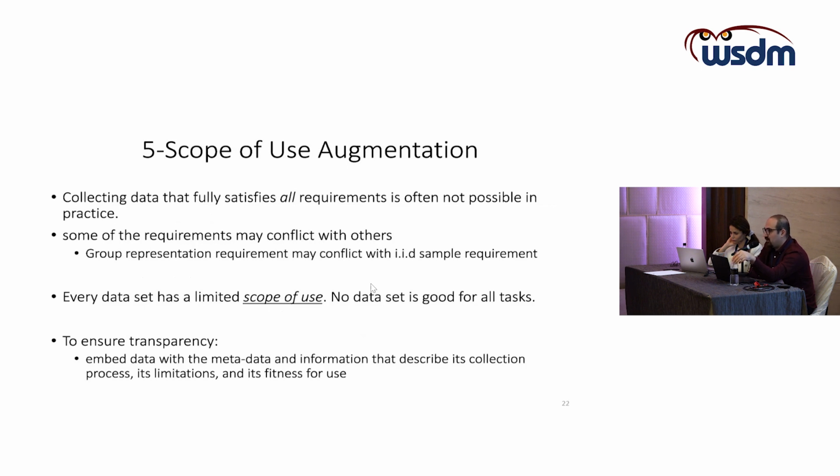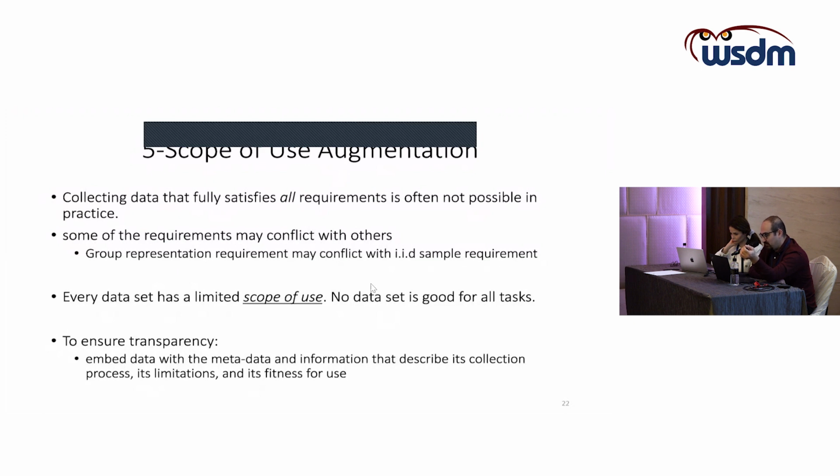Last but not least, scope of use augmentation is very important for responsible data. So far, we talked about 4 requirements, right? But the key part is that most of the time it's not possible to satisfy all requirements, and some of the requirements can even conflict with each other. For example, the IID sample requirement and the group representation requirement can conflict. So you cannot at the same time fully satisfy the IID sample requirement and group representation. Therefore, you may not be able to collect data that is good from every aspect.